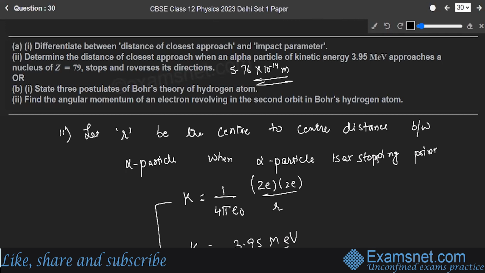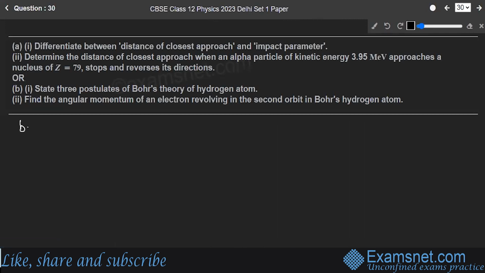Hope you are clear with this. Now the next part, the choice in the question. This is the B part. It says you have to state three postulates of Bohr's theory of the hydrogen atom. The three main postulates that Niels Bohr gave to the Bohr's model of the hydrogen atom are as follows.